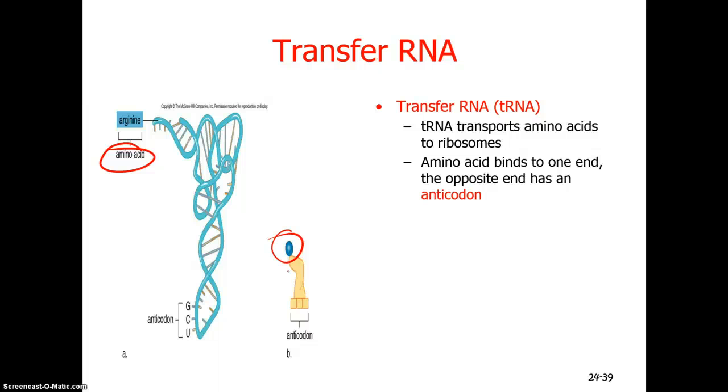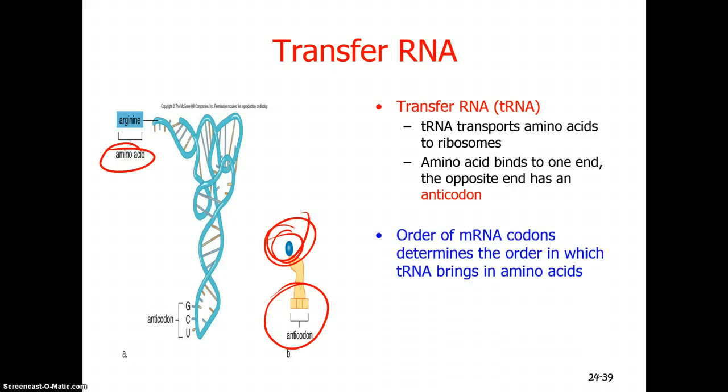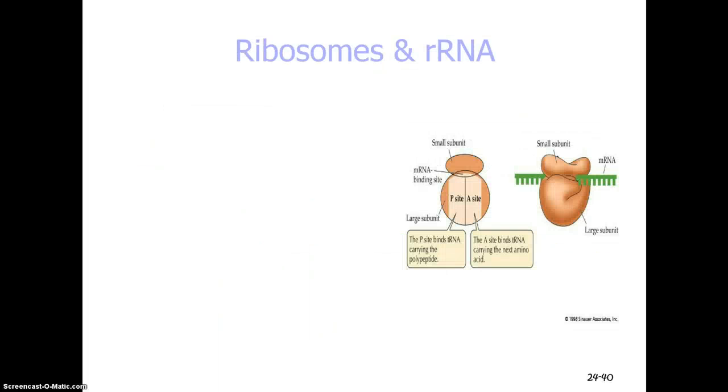Yay! Okay, amino acids bind to one end up here, and then the opposite end is what is called an anticodon. Anticodon is going to match up with a codon. That's why it's anticodon. The order of mRNA codons is going to determine the order in which the tRNA brings in amino acids.